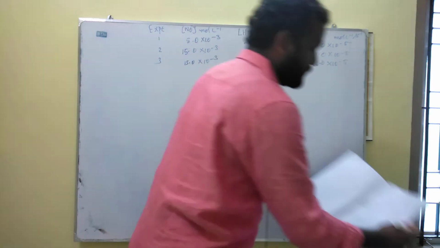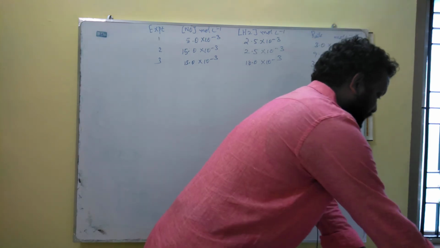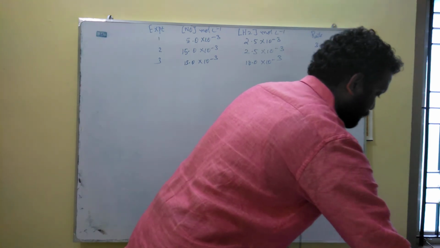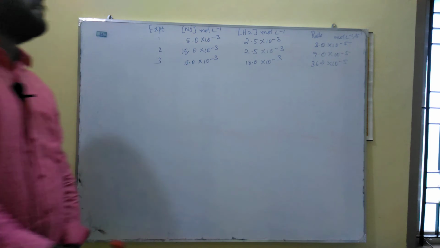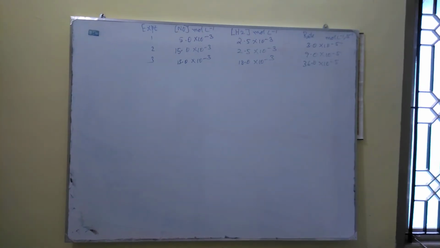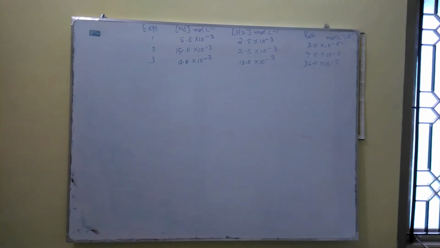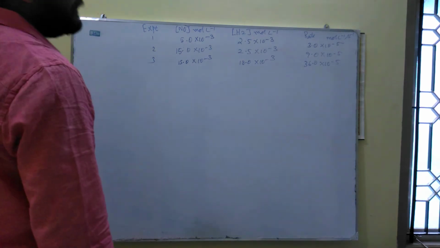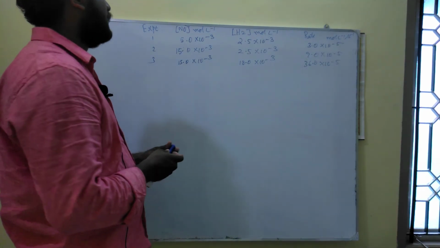So the same questions here also. What is the rate law? What is the order of the reaction with respect to NO? What is the order of the reaction with respect to H2? And here they are asking one more component: what is the rate constant value? They are asking rate constant value also. So we have to find the rate constant in addition to that.